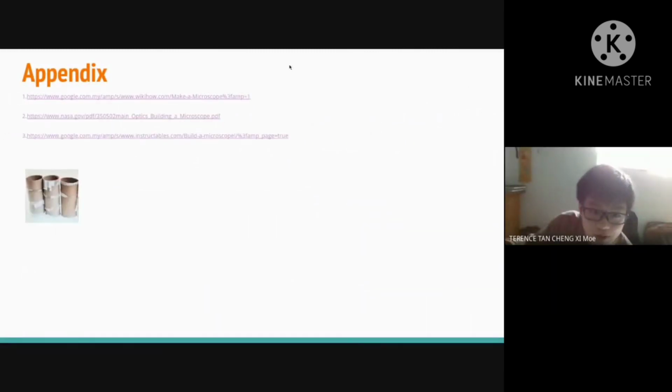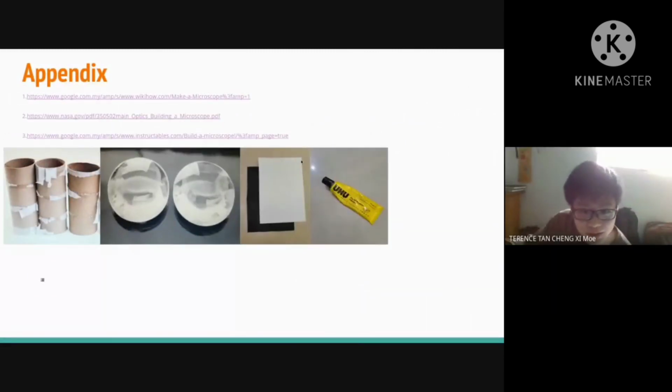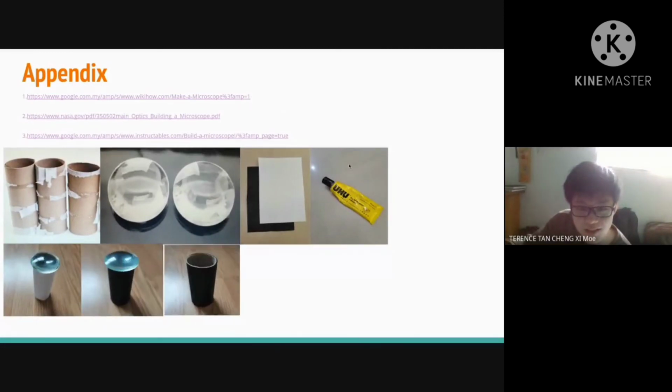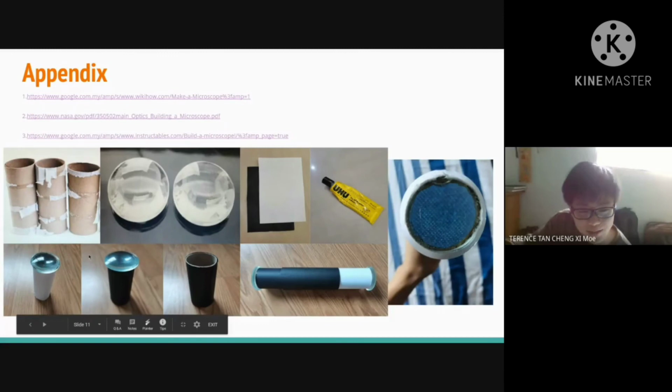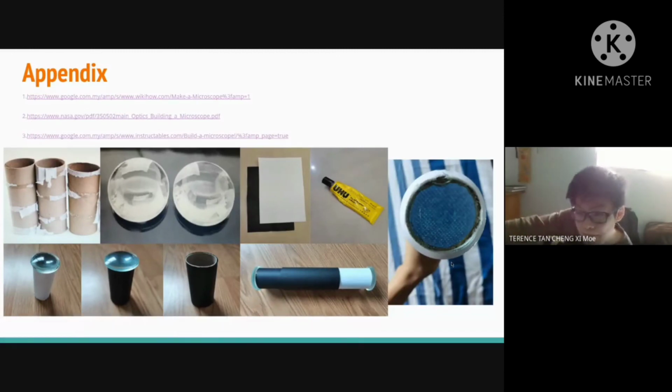All right, so these are a few references, a few links. These are the materials used. You can see toilet paper rolls, convex lenses. And this is our first part, second tube, this is the middle tube, and they're assembled like this. And here's an example of the usage. You can see the fibers of a bed sheet here. See them up close.